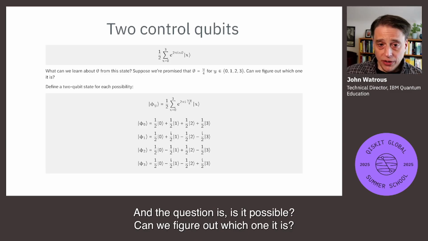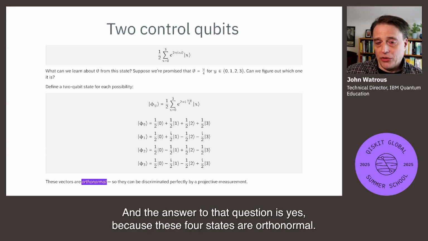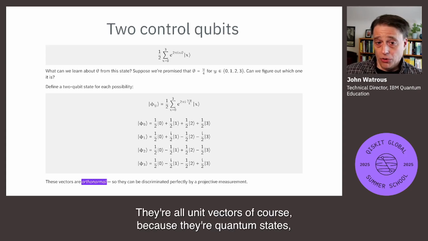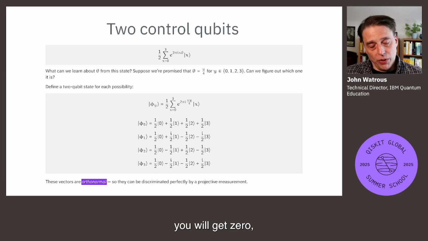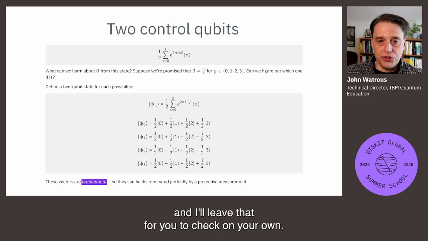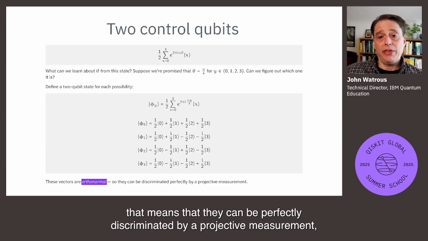And the question is, is it possible? Can we figure out which one it is? And the answer to that question is yes, because these 4 states are orthonormal. They're all unit vectors, of course, because they're quantum states, and if you compute the inner product between any pair of them, you will get 0, and I'll leave that for you to check on your own. Because they're orthonormal, that means that they can be perfectly discriminated by a projective measurement.